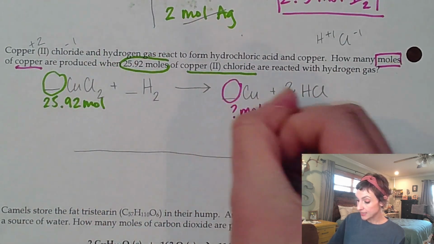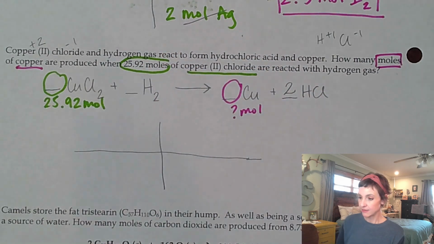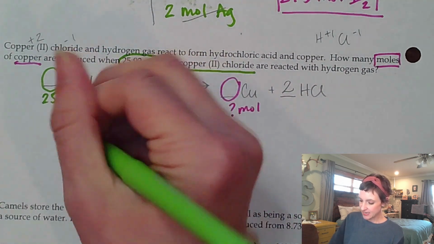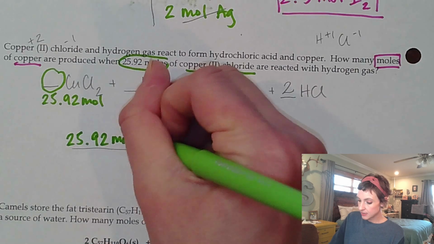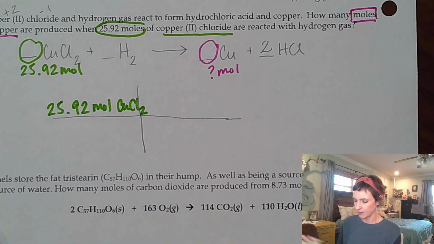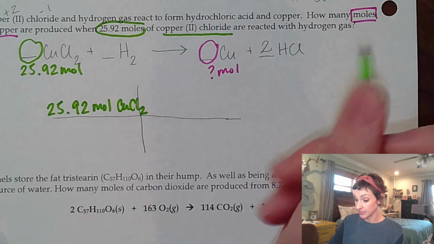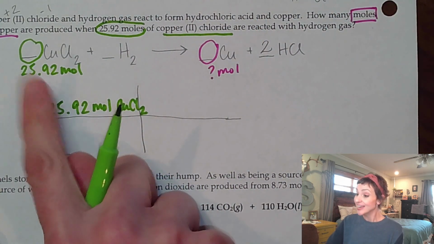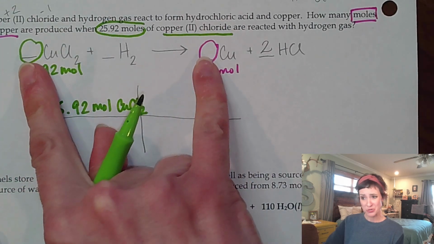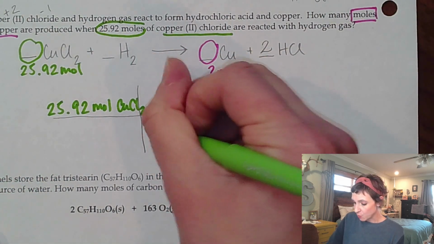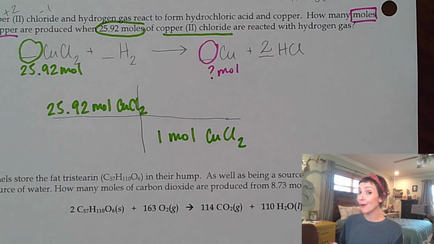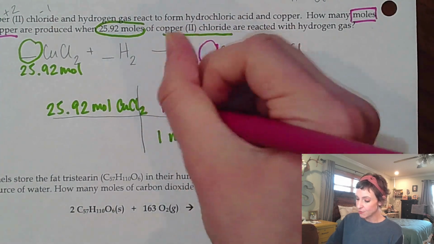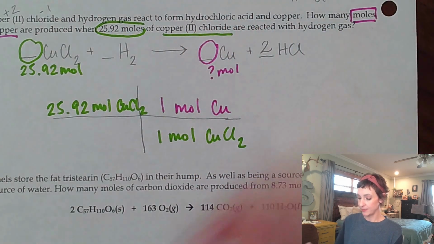So I set up my 1-step conversion, right? My given is 25.92 moles of copper 2 chloride. I always give myself way too much space, or not enough space. One day I will have it figured out. That's probably never, let's be honest, but maybe we can always hope. Okay, so now I'm ready for my mole ratio step. It's a 1-to-1 ratio, you guys, right? So I say for every 1 mole of copper 2 chloride, I have how many moles of copper produced? 1 mole of copper. Yes?